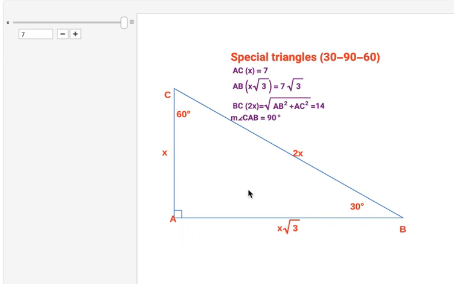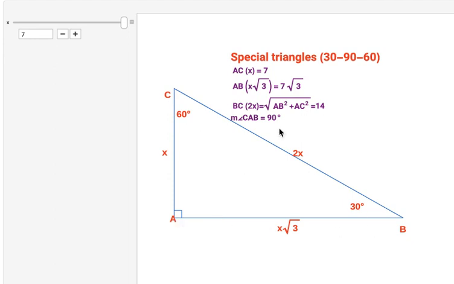If it is the special triangle, there is an important relationship among the sides. If the side opposite to 30 is x, then the length of the side opposite to 90 is 2x, and the length of the side opposite to 60 is x square root of 3. x, 2x, x square root of 3. That is the relationship.